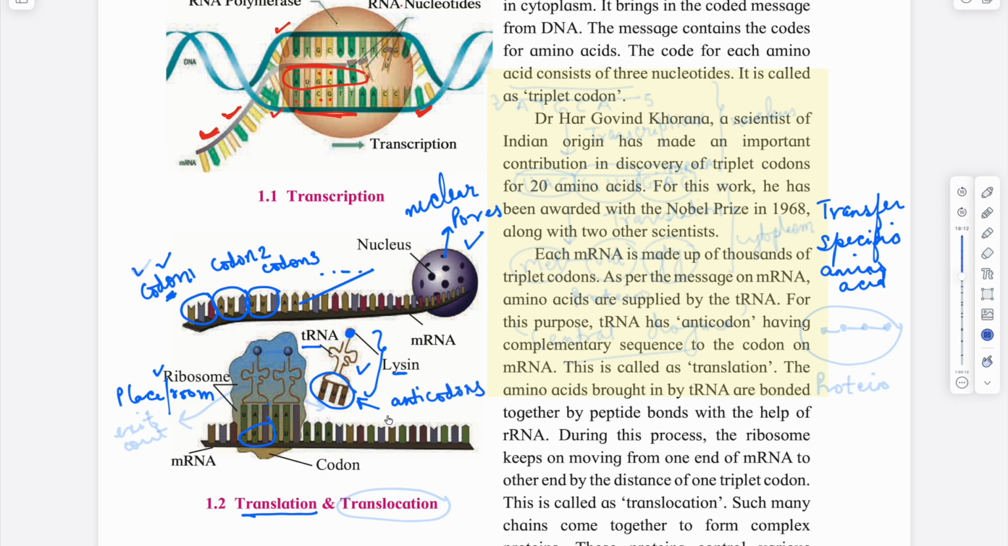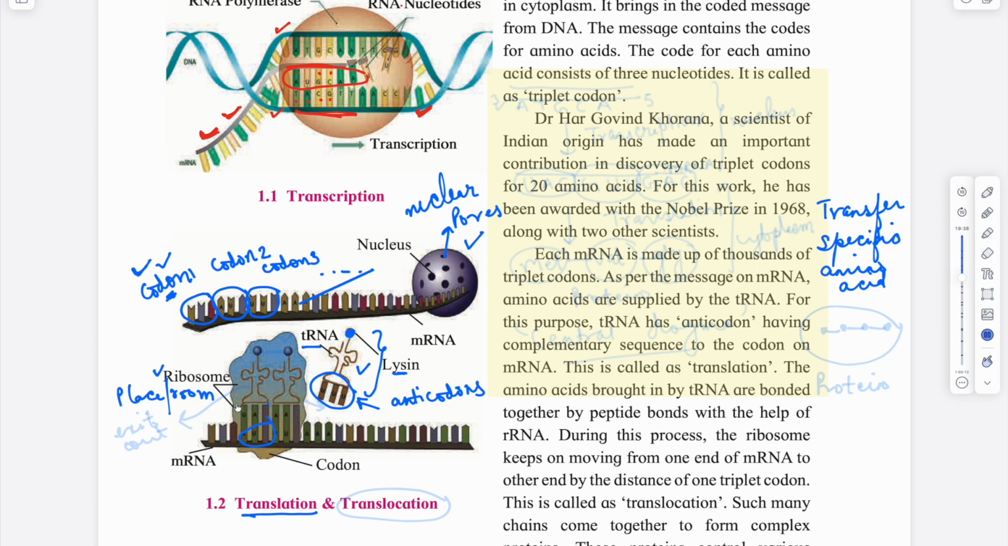So these are codons. Codons are the triplet of bases on mRNA. Anticodons are the triplet of bases present on tRNA. Anticodons are complementary to codons, right? How does tRNA bind to mRNA? With the help of complementary bases. There is a hydrogen bond between these complementary bases, right?